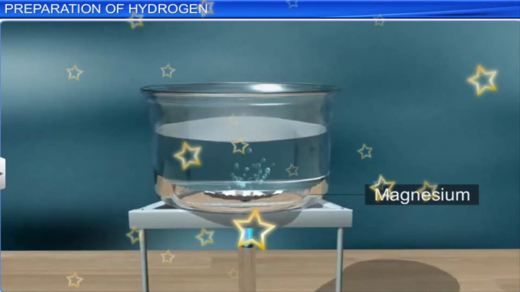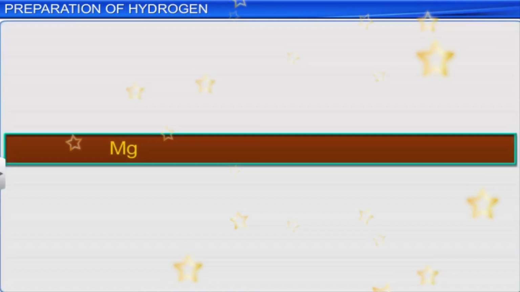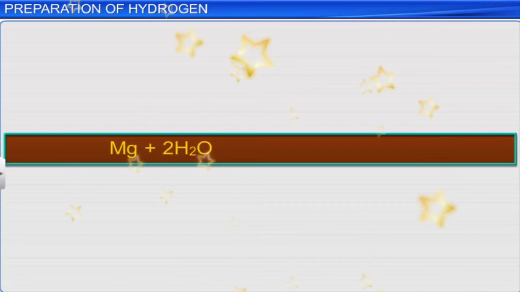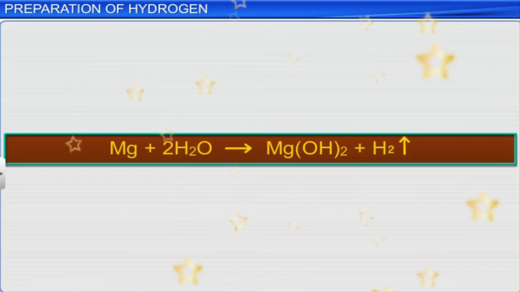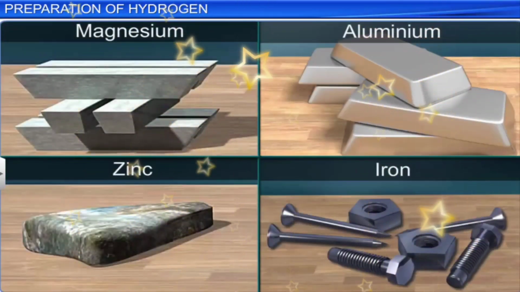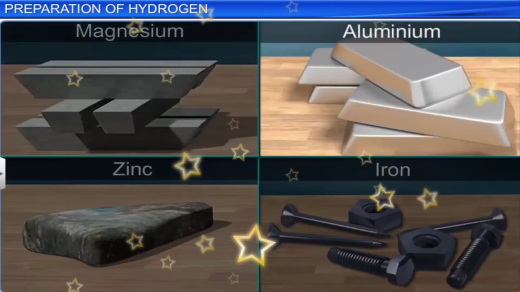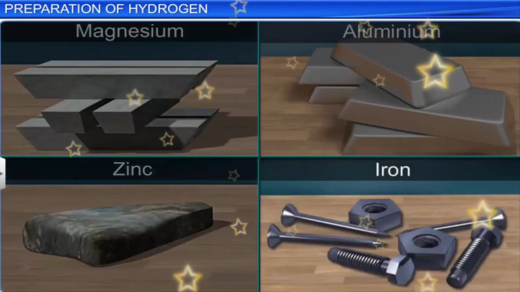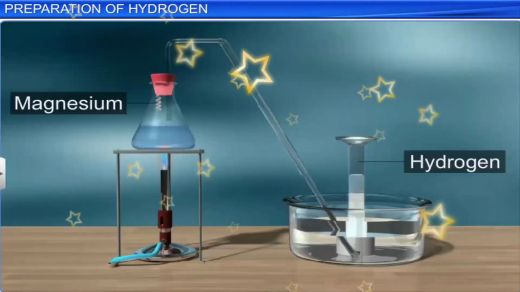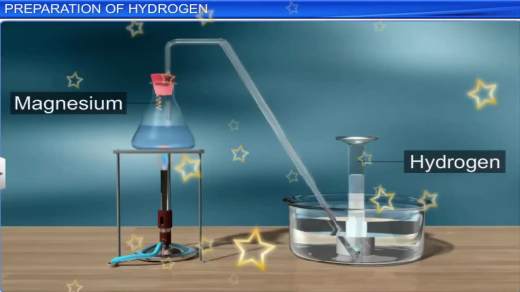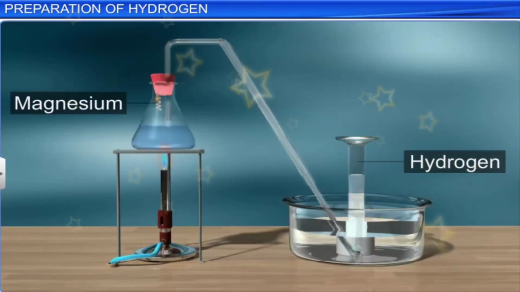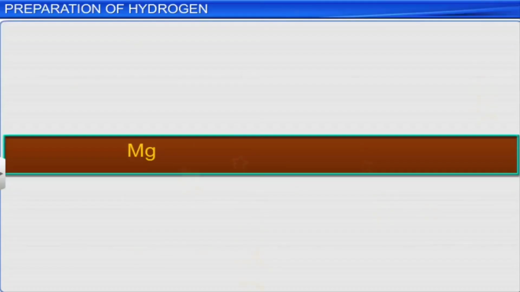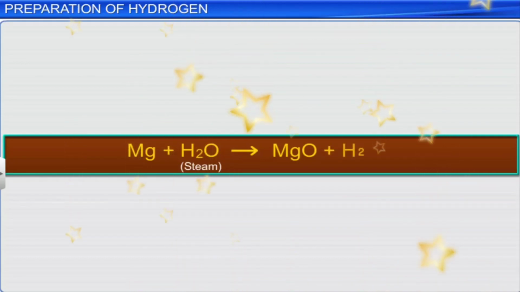This reaction takes time. Magnesium reacts with boiling water to produce magnesium hydroxide and hydrogen gas. Less reactive metals such as magnesium, aluminium, zinc and iron react with steam to liberate hydrogen. Of all these metals, the rate of reaction of magnesium is the fastest. Magnesium reacts with steam to produce magnesium oxide and hydrogen.